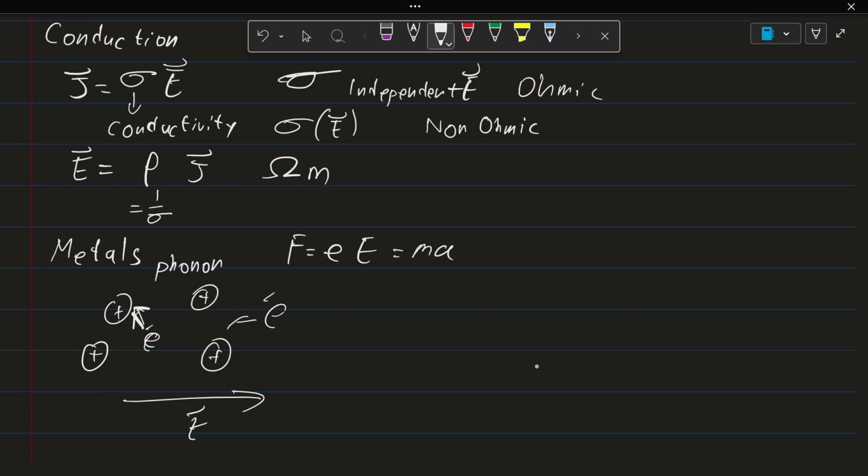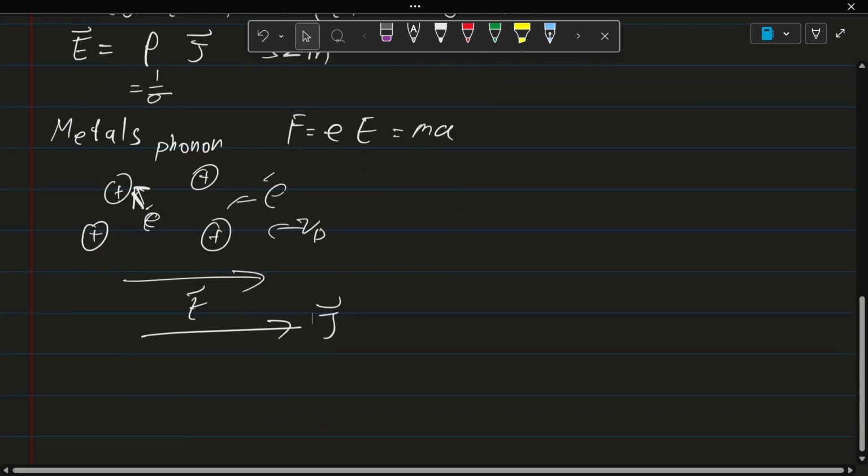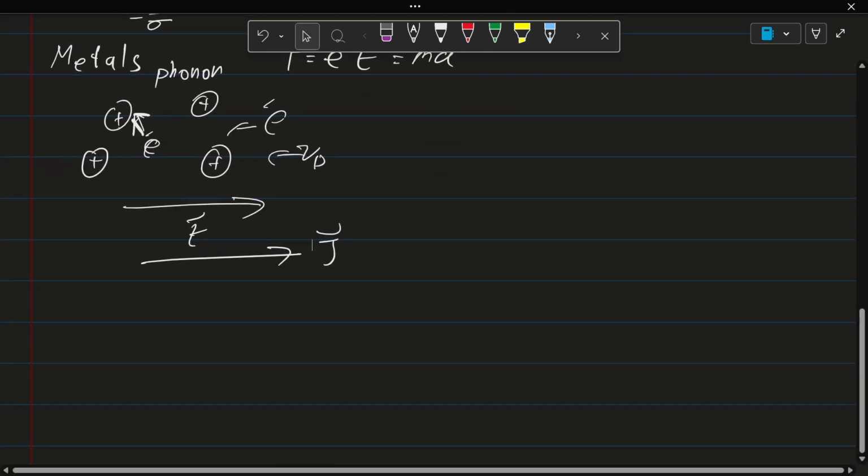So there will be a drift velocity. Thus, there's a current in the opposite direction since it's electrons. So that's the concept of conduction within metals.